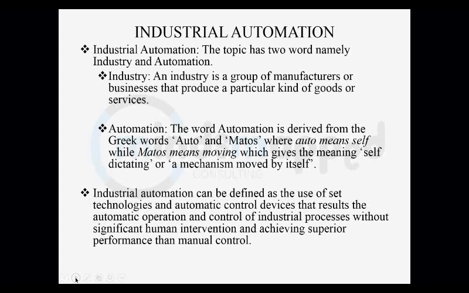Industrial automation can be defined as the use of technologies and automatic control devices that result in the automatic operation and control of industrial processes without significant human intervention and achieving superior performance than manual control.